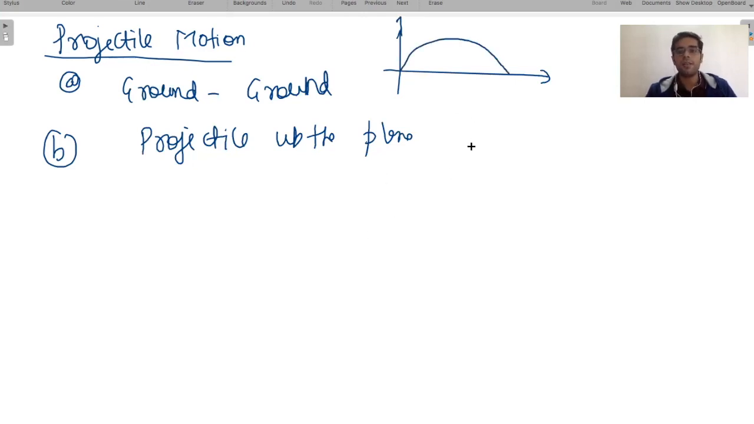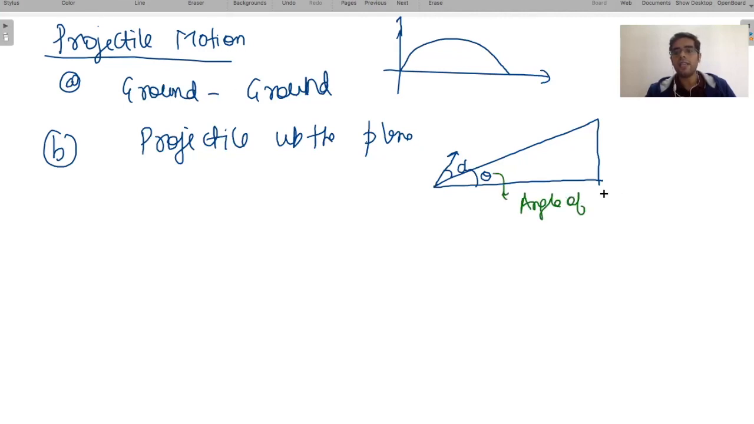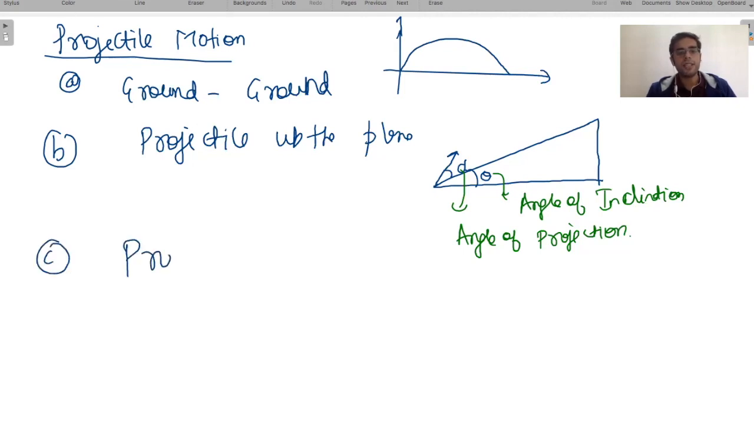Projectile motion up the plane means there is an inclined plane making an angle theta with the horizontal, and we are throwing the projectile up the inclined plane at an angle alpha. Here theta is the angle of inclination, which is the inclination of the inclined plane, and alpha is the angle of projection. The third type of projectile motion is projectile down the plane.